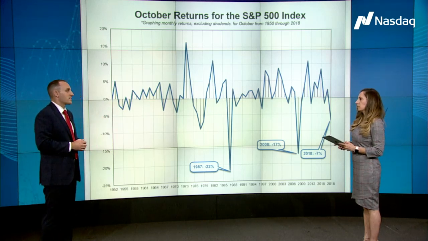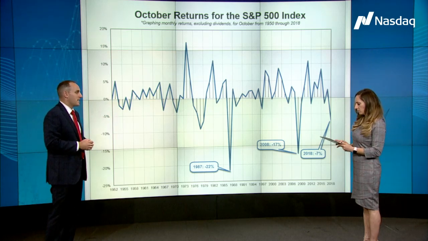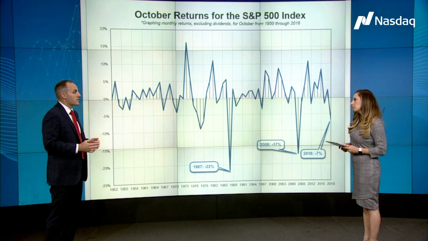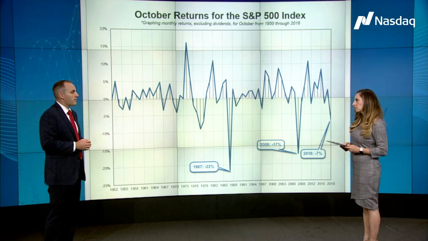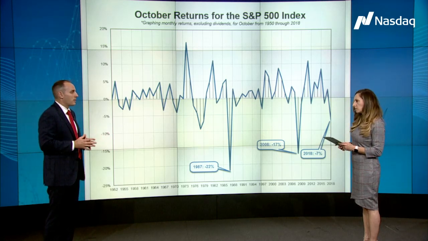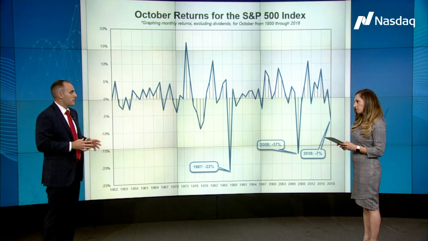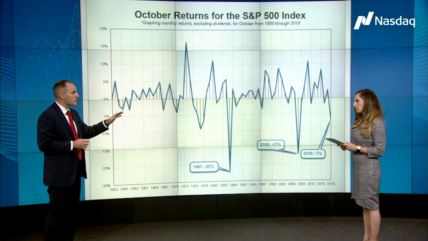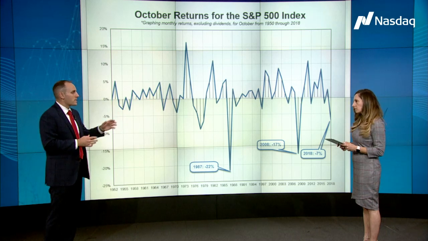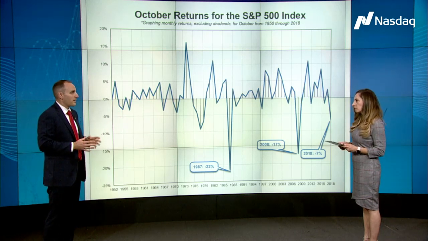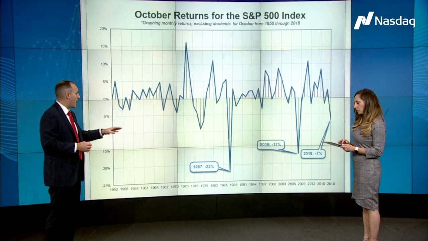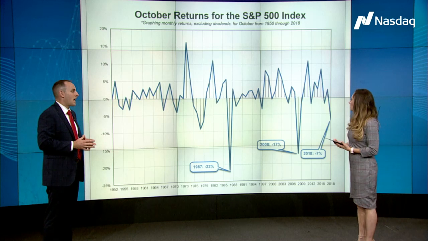Think back to the crash of '87, which happened in October. You think 2008, in October the market was down 17%. Even last year, down 7%. So you can get some volatile moves during the month of October. That's not uncommon, but on the whole, last October, the market being down 7%, that you can see on the right-hand side there, was just the fifth time that October was down 5% or more for the S&P 500 in the month of October. And only once has that ever happened back to back. You have to go all the way back to '78 and '79 to see that happen.